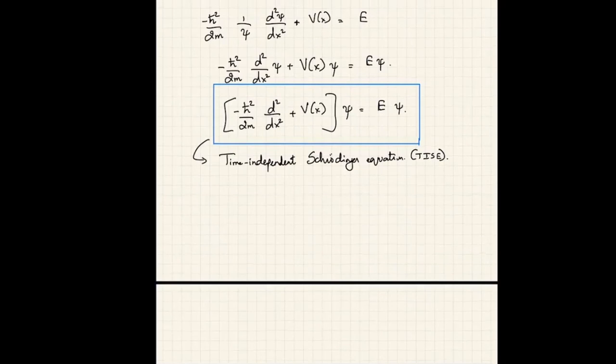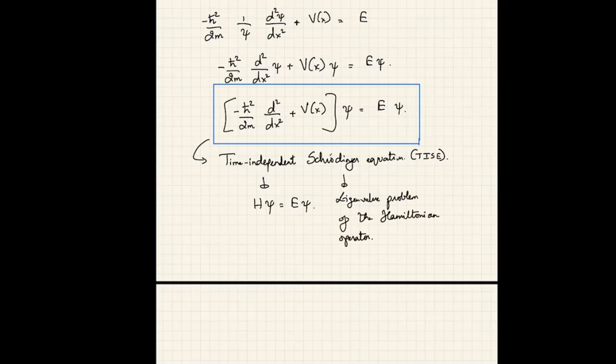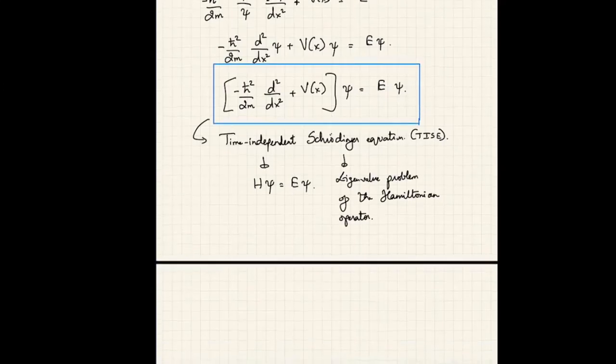So notice that whatever is inside the square bracket is nothing but the Hamiltonian H. Okay, so the time independent Schrodinger equation is also an eigenvalue equation for the Hamiltonian, because I can write this as Hψ equals Eψ. Okay, so the time independent Schrodinger equation is nothing but the eigenvalue problem of the Hamiltonian operator. Okay, so viewed this way, all one has to do is solve an eigenvalue equation. Once you solve the eigenvalue equation, you get the spatial dependence part.